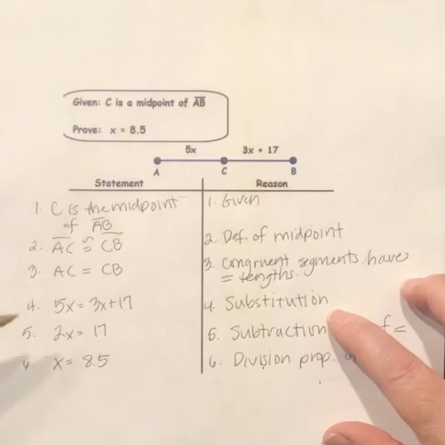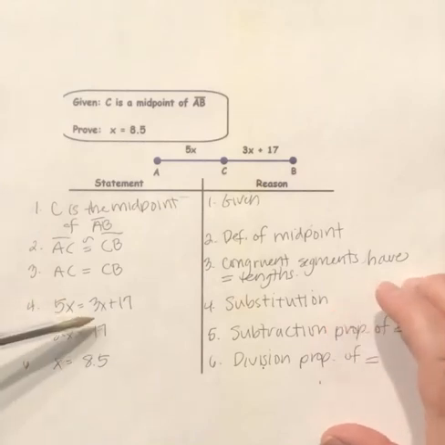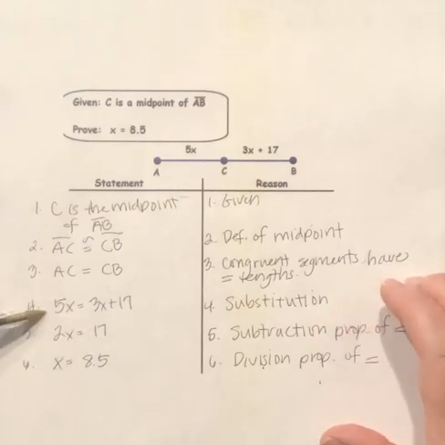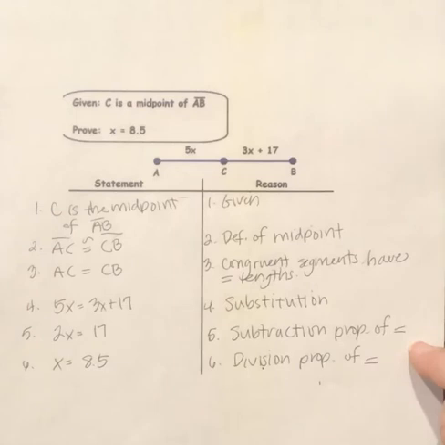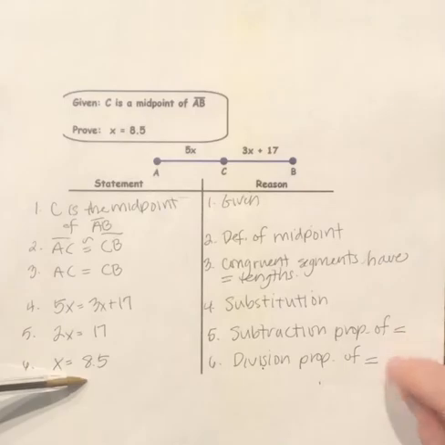And then where do I go from there? Well, to get from this line to this line, 2x equals 17, I would have subtracted 3x from both sides. So that's why I can say 2x equals 17 because of the subtraction property of equality. And then where do I go from there? Well, I would have divided both sides by 2. So I end up with x equals 8.5 because of the division property of equality.